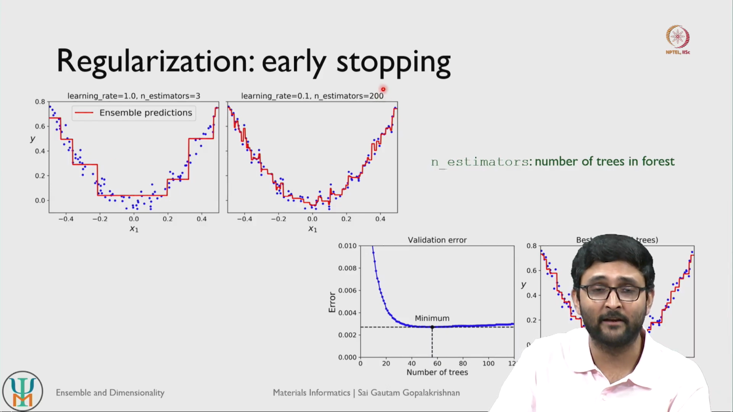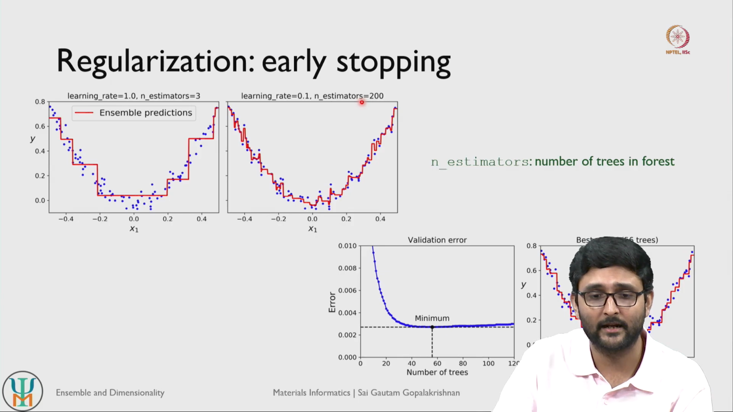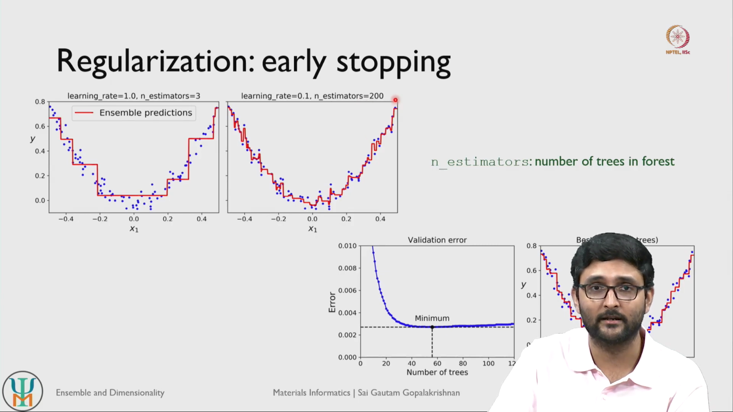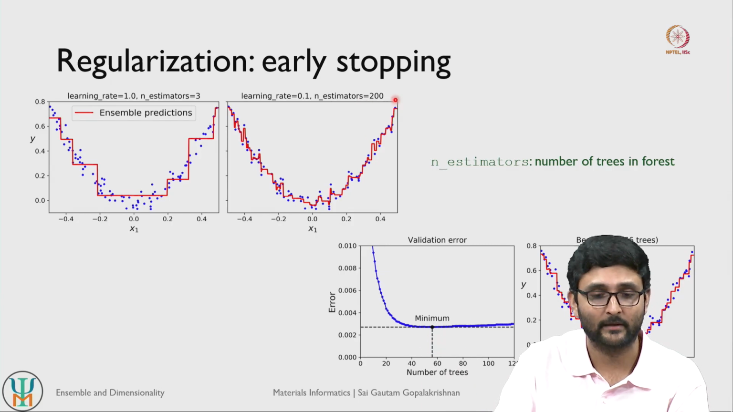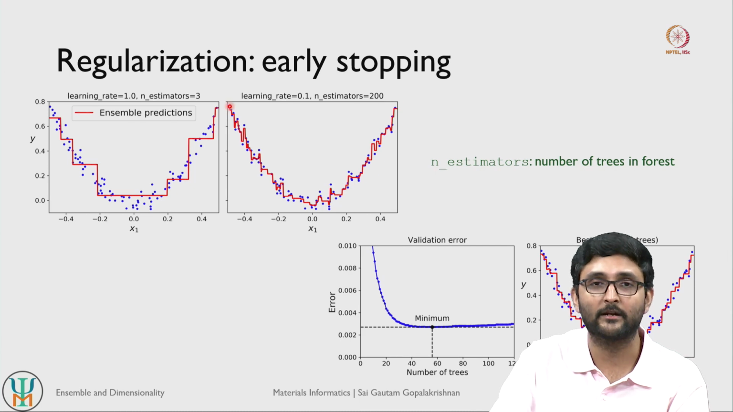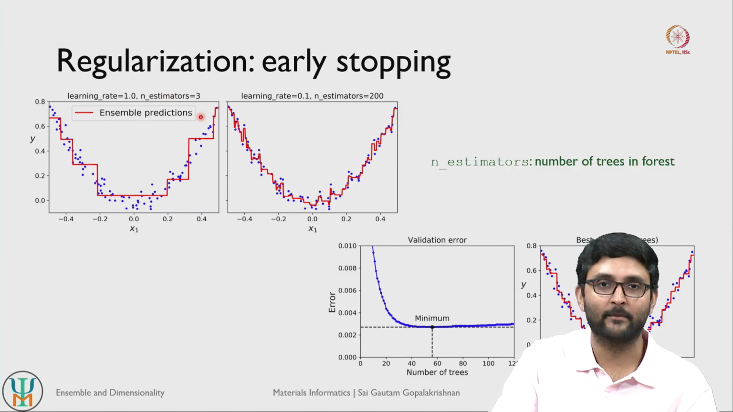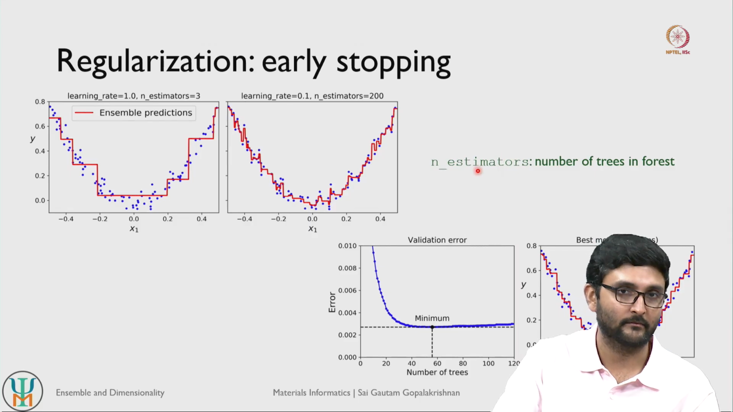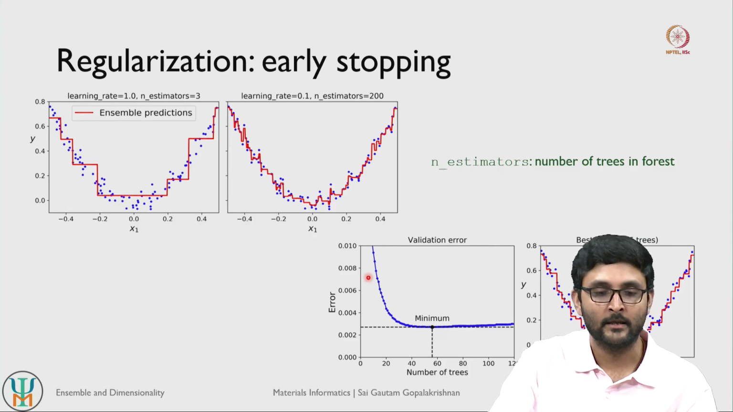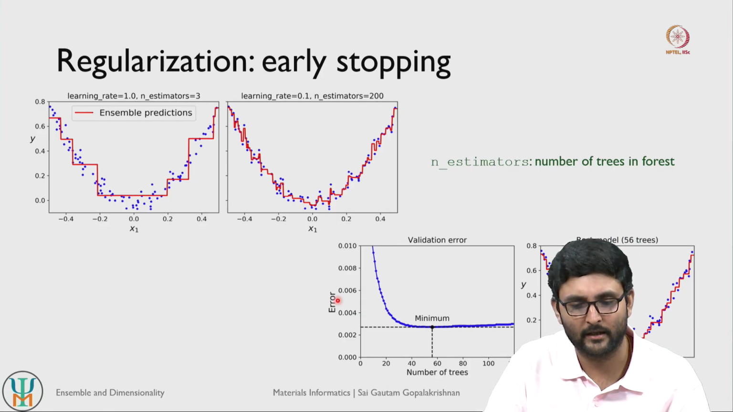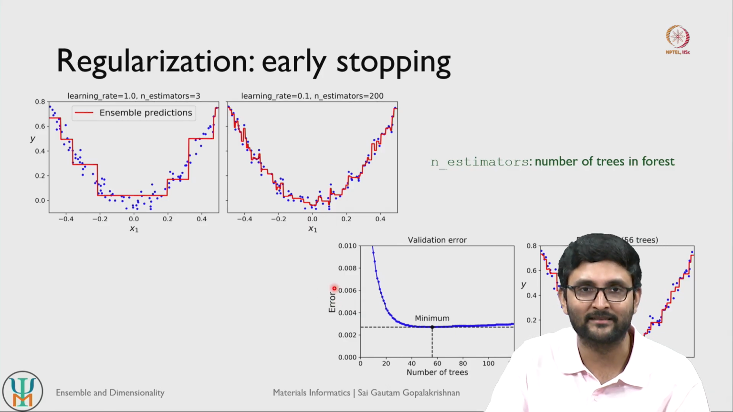But if you now use a very large number of trees, so the number of estimators is 200 here, that is a large forest. You see that the model almost gets every single data point correctly. In other words, the model is actually overfitting. So we see that the number of trees, or n_estimators, is a very important hyperparameter in our random forest model. So we can actually track the validation or test errors.